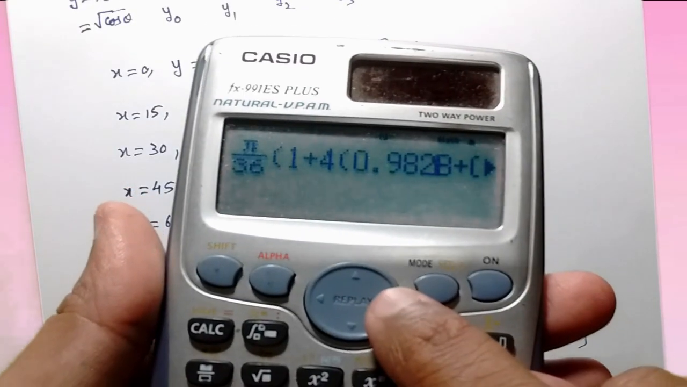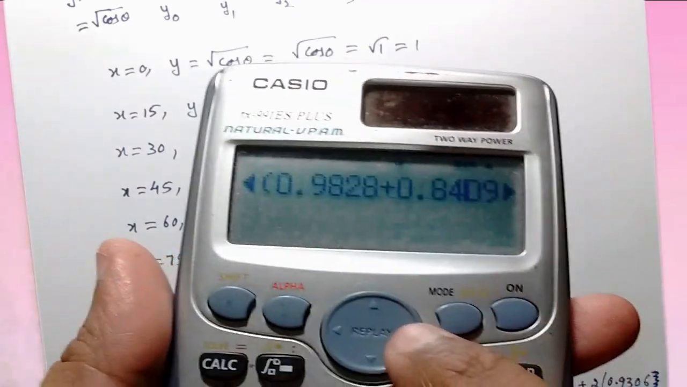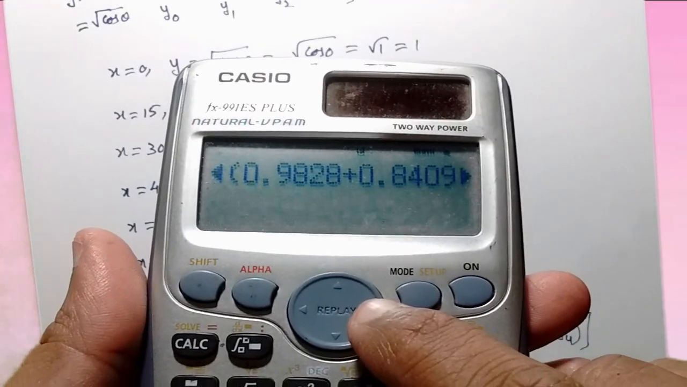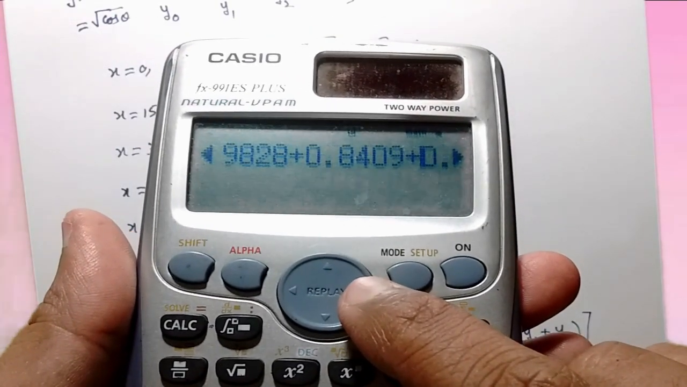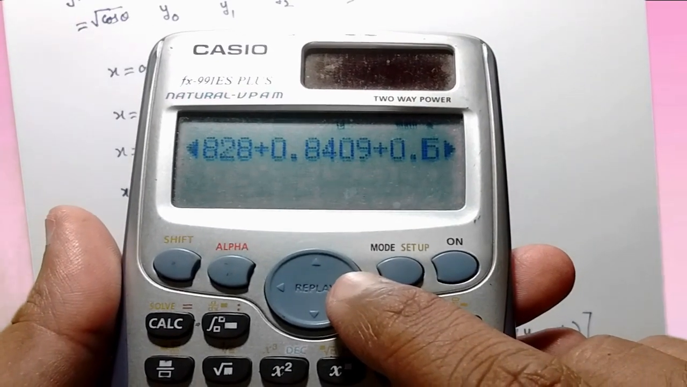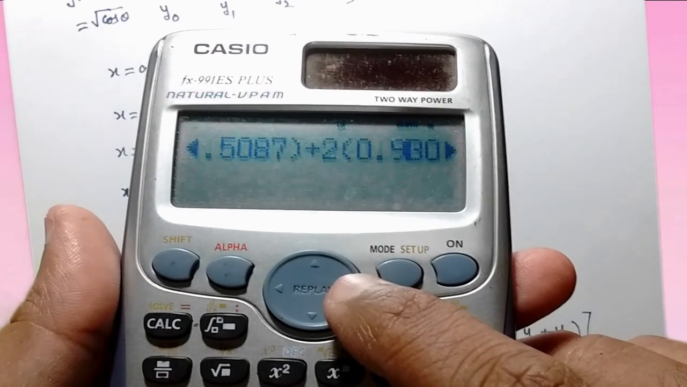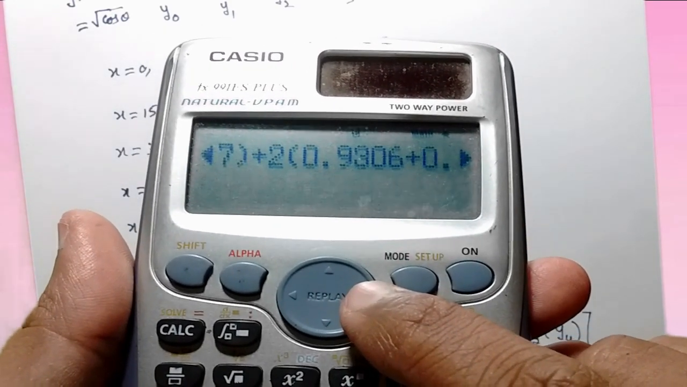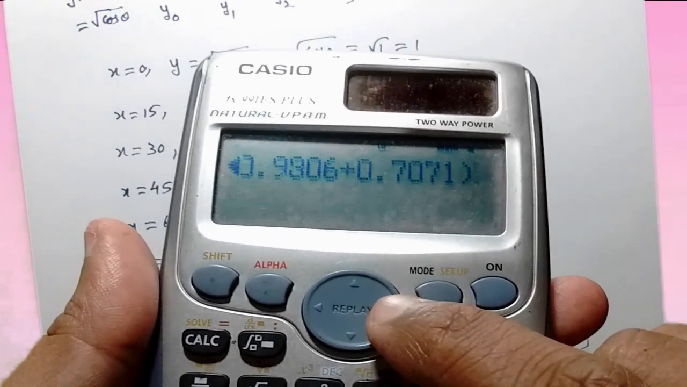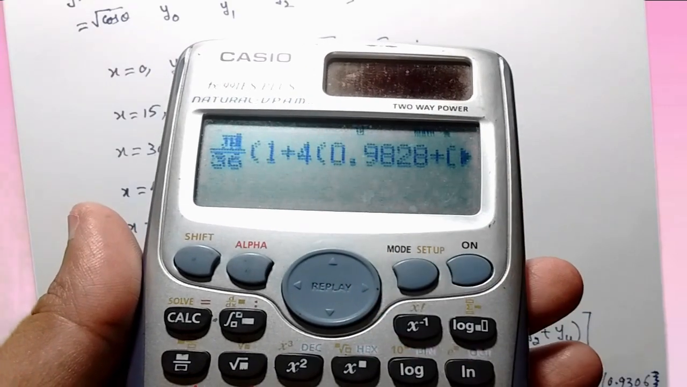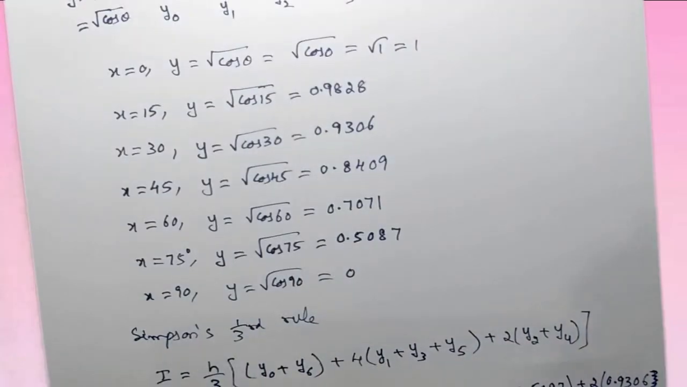It is pi by 36 times 1 plus 4 times 0.9828 plus 0.8409 plus 0.5087 plus 2 times 0.9306 plus 0.7071. Alright, so if you just press the equals sign there, that will be your required value.